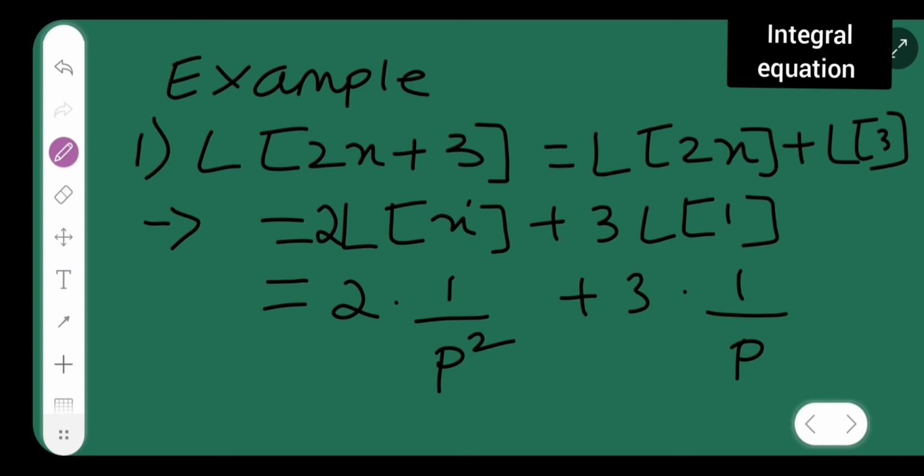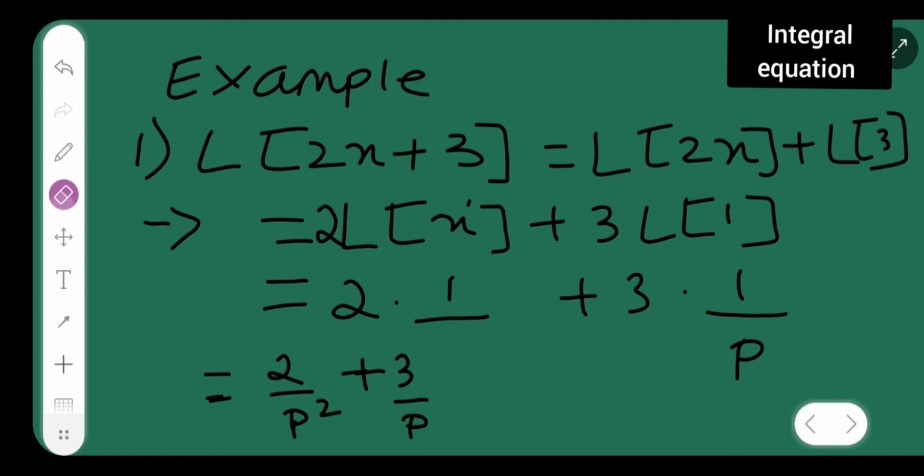Now write it properly. This is 2 upon p the whole square plus 1 upon p, which is 3 upon p. Okay, so this is the answer for this first example. Now second example, let me do.